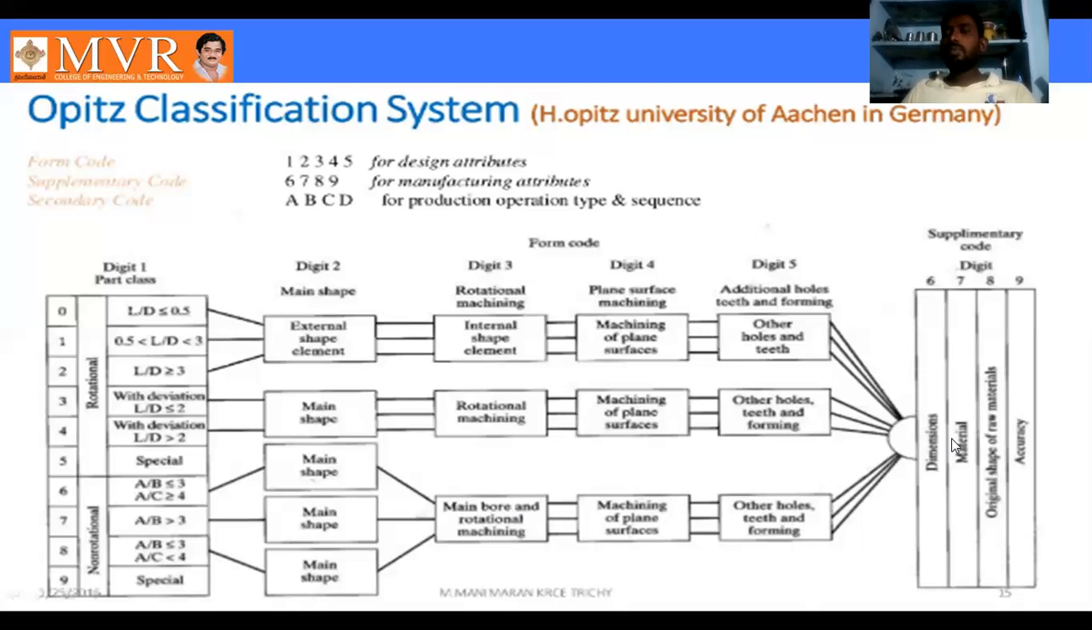So after then we go for dimensions. So holes is completed. So we go for dimensions. So after then from dimensions onwards, we transfer to material. Material onwards, we go for original shape of the material 1. After that, finally we are getting the accuracy of the material. So it is the step by step operations for the Opitz coding system. Opitz coding system, H. Opitz, University of Aachen in Germany. Germany, it is introduced this Opitz coding system. So it is the step by step one.